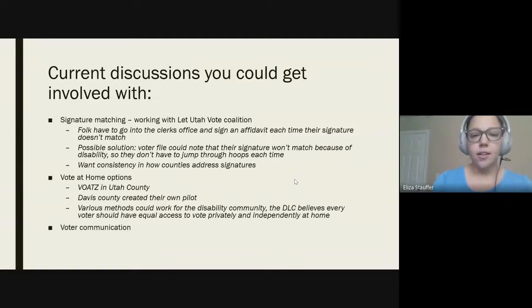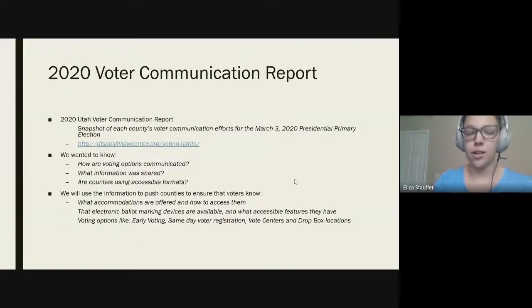The next area that the DLC has been trying to see progress for and hope that you could get involved with is surrounding voter communication. So we actually released, I think in June, a 2020 voter communication report, which was a snapshot of each county's voter communication efforts for the March 3rd, 2020 presidential primary election. Now, we hoped that it would be particularly relevant and help guide all future elections and voter communication. And we think it still can and will.